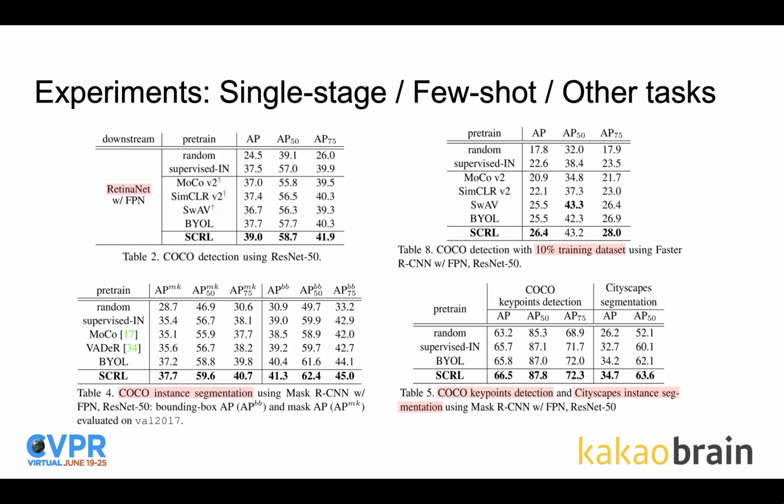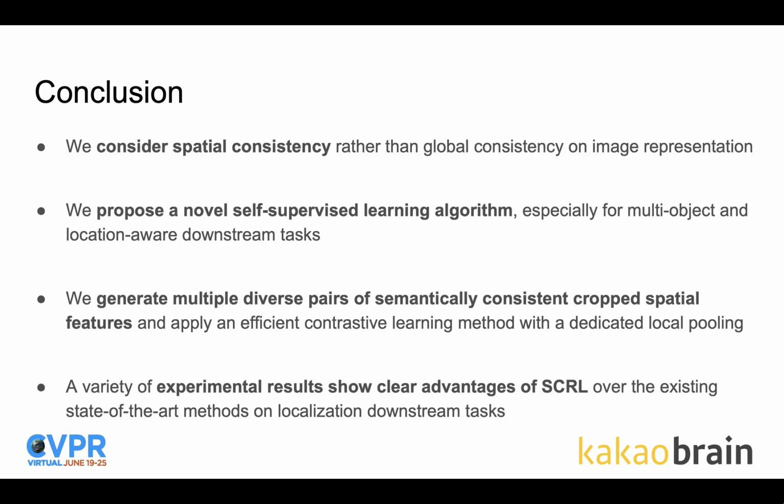We also observe the same trends with a single-stage detector, in a small data regime, and more various task types and datasets. Please refer to the paper for more details. To conclude, we propose a novel self-supervised learning algorithm that considers spatial consistency rather than global consistency. And we empirically show that this spatially consistent representation provides a clear advantage on various localization downstream tasks.